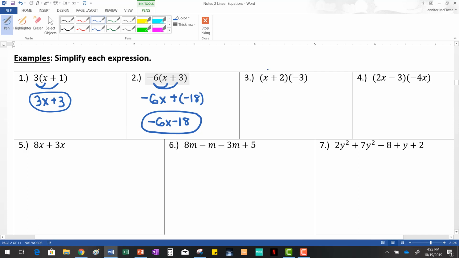Number 3 is the quantity of x plus 2 times negative 3. This time, my single number is to the right of the parentheses, but it's the same thing. So negative 3 times x is going to be negative 3x, and negative 3 times positive 2 is going to give me negative 6, so I'm going to write it as minus 6.